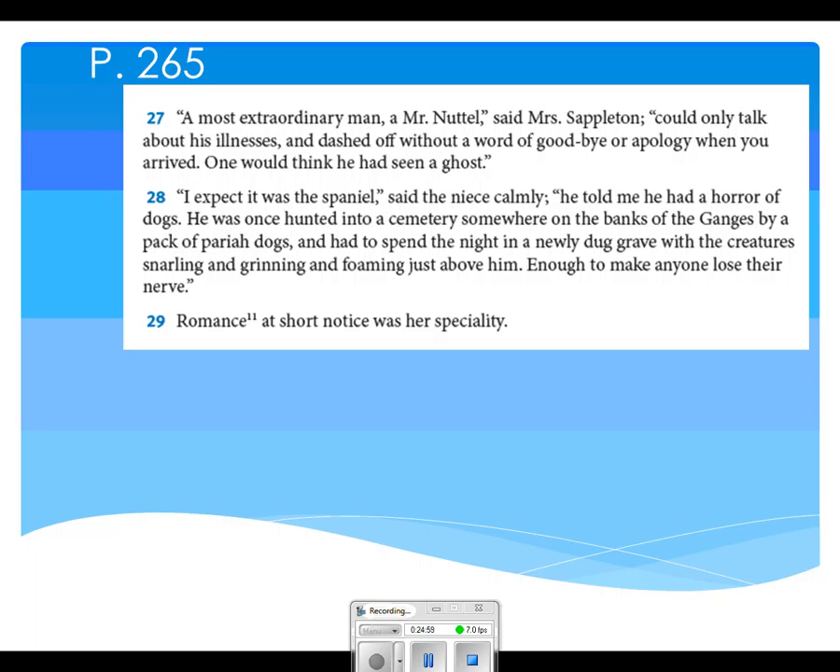"He was the most extraordinary man, that Mr. Meadow," said Mrs. Stapleton. "He could only talk about his illnesses and dash off without a word of goodbye or apology when you arrived. Whoever would think he had seen a ghost?" "I expect it was the spaniel," said the niece calmly. "He told me he had a horror of dogs. He was once hunted into a cemetery somewhere on the banks of the Ganges by a pack of pariah dogs, and had to spend the night in the newly dug grave with the creature snarling and grinning and staring just above him. Enough to make anyone lose their nerve." Romance, at short notice, was the niece's specialty.